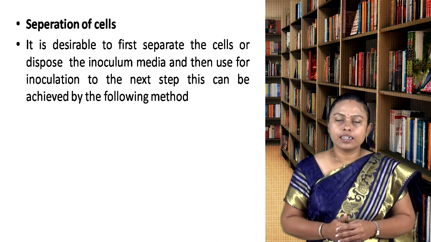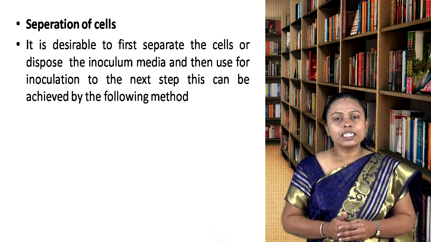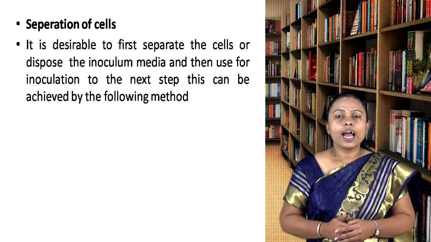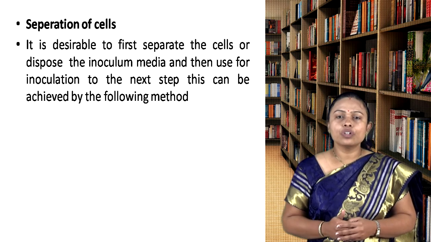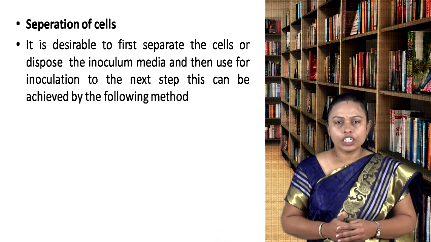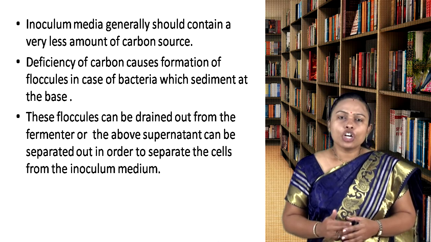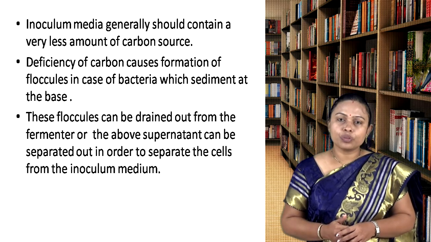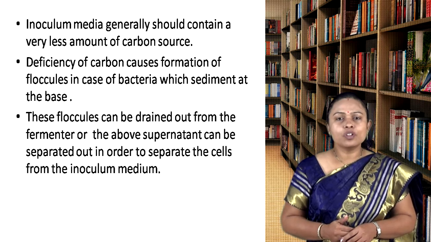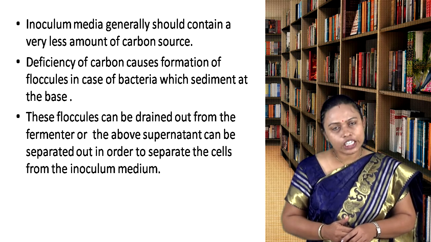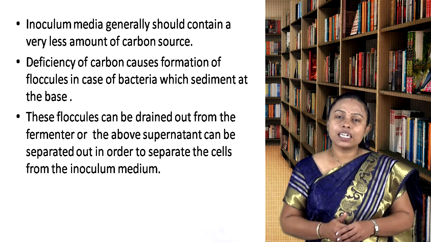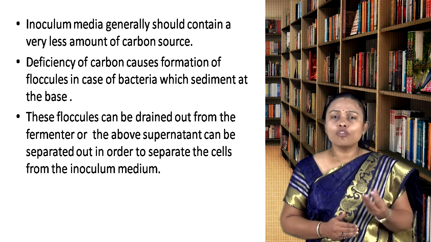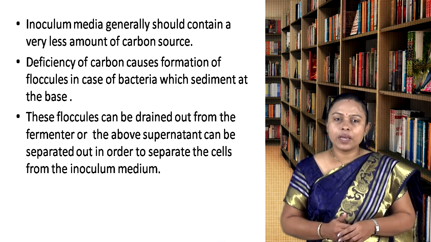Separation of cells. It is desirable to first separate the cells or dispose the inoculum media and then use it for inoculation to the next step. This can be achieved by the following method. Inoculum media generally should contain very little carbon source. Use of less carbon source causes a deficiency of carbon as the microbial cells grow. Deficiency of carbon causes formation of floccules which settle at the base.